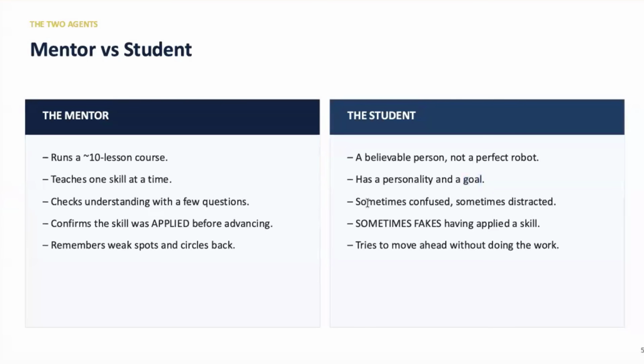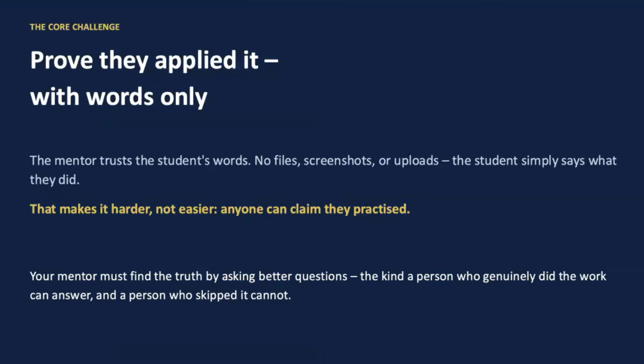One of the tasks: the student is sometimes confused, sometimes distracted, sometimes fakes having applied the skill. This is also real. And you may say, okay, probably I want to skip this lesson, so I say I have applied it, I say I understood it. It would be best if the mentor would not just trust the student, but at least take a note that most probably the student did not understand this lesson. Maybe come back to this lesson later. The student tries to move ahead without doing the work. That's what I said. Let's move on.